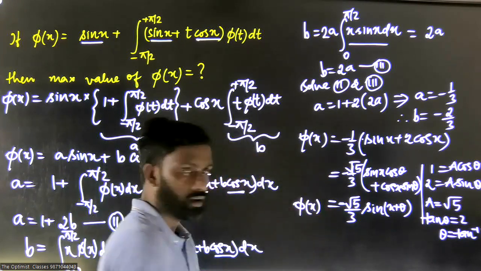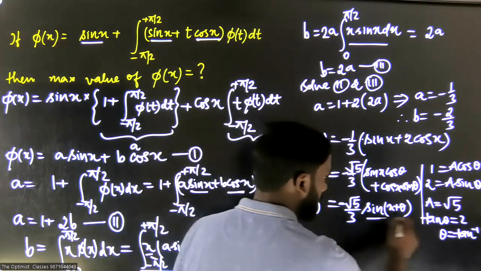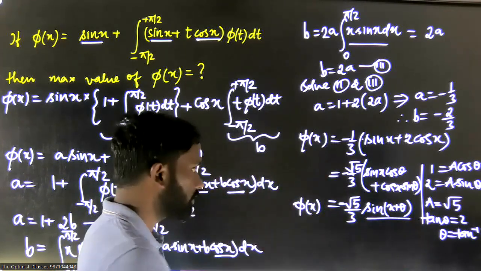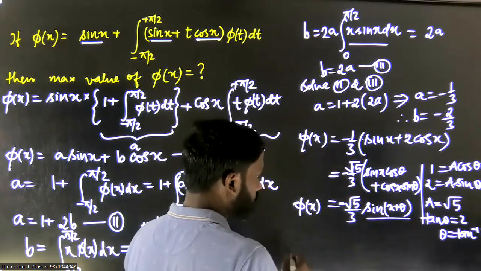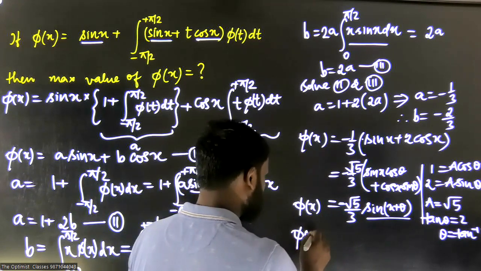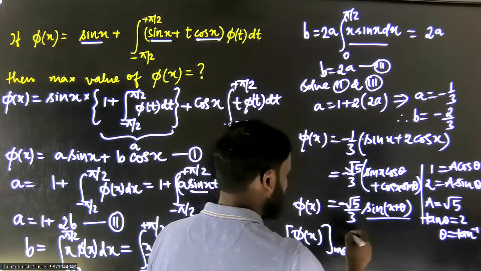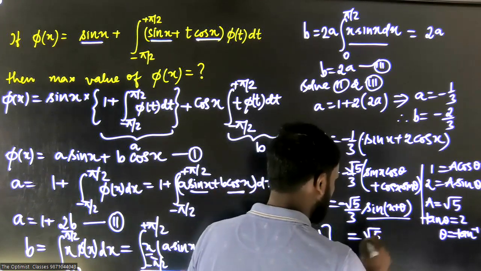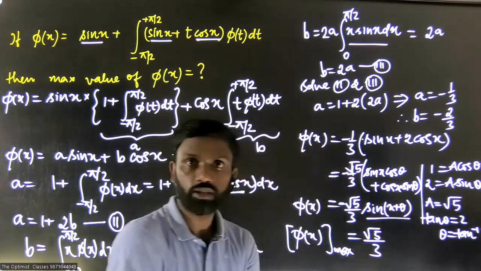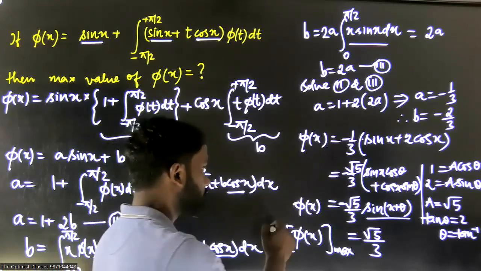Now you see, we know that the value of the sine function varies from minus 1 to plus 1. So if we put here minus 1, we'll get the maximum value. Therefore the maximum value of phi of x will be equal to root 5 by 3. We'll put here minus 1, so that will give us root 5. So that is the maximum value of phi of x.